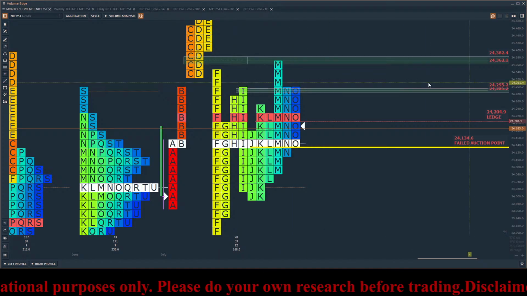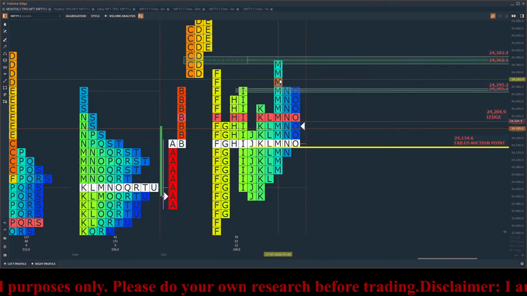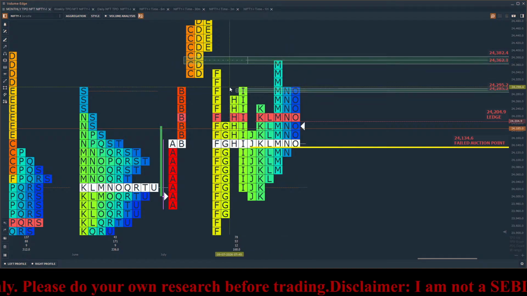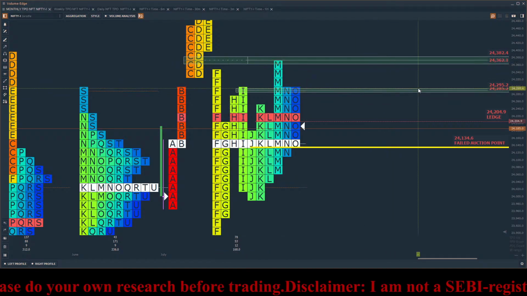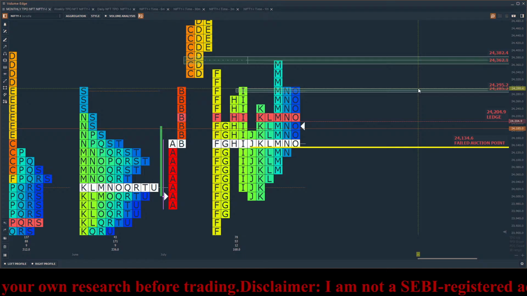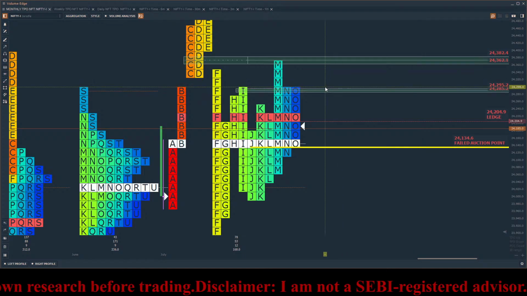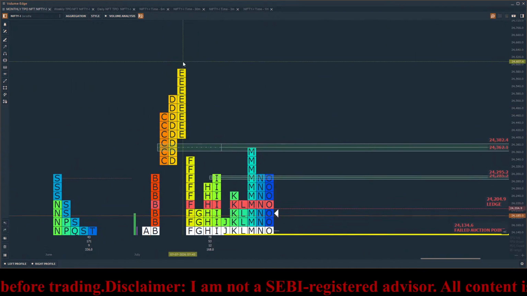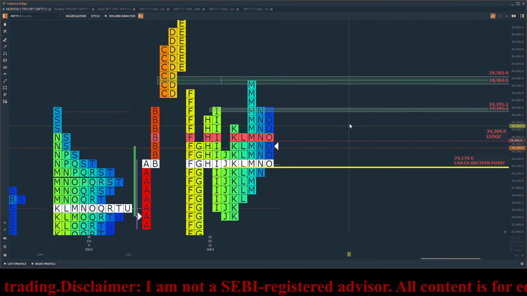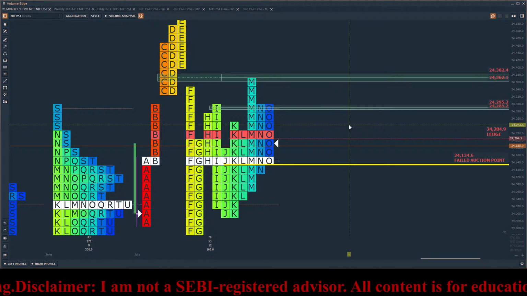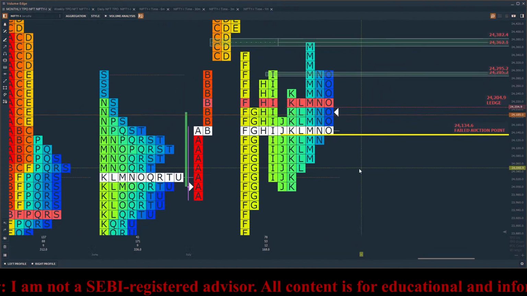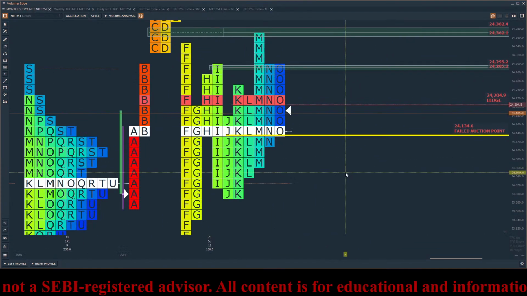I think this is a stop loss hunt. I feel that this is a stop loss hunt. So 24,300 is our next preference level. If it crosses this level, it will reach absolutely to this level and maybe reach here as well. That is maybe the next week or this week plan. Today is day one for the Nifty options.